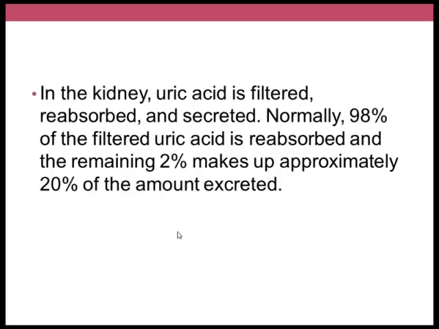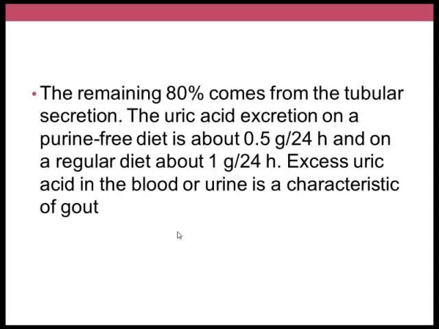Normally, about 98% of the filtered uric acid is reabsorbed, and the remaining 2% makes up approximately 20% of the amount excreted. The remaining 80% comes from the tubular secretion. So uric acid excretion on a purine-free diet is about 0.5 gram over 24 hours, and on a regular diet about 1 gram over 24 hours. Excess uric acid in blood or urine is a characteristic of gout.